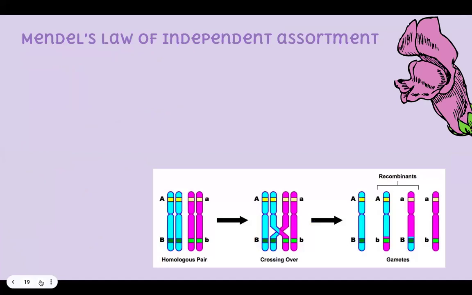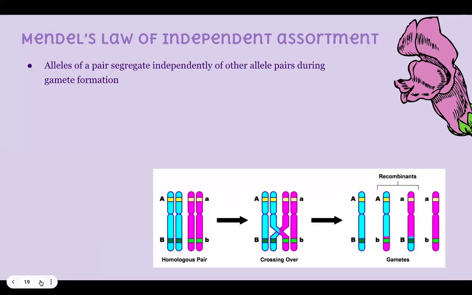Now, sometimes there's a little bit more complexity that we want to keep track of. Sometimes we care about looking at more than one gene at a time. And if we want to do that, we need to remember Mendel's law of independent assortment, which states alleles of a pair segregate independently of other allele pairs during gamete formation.